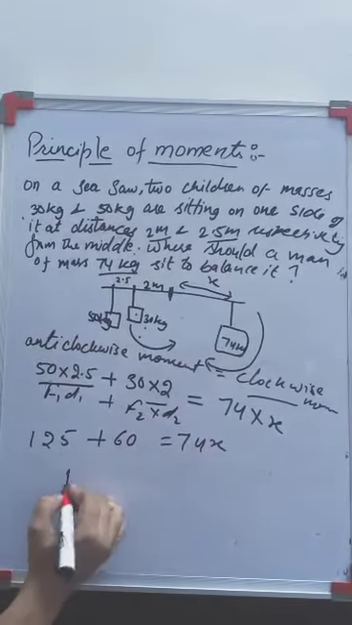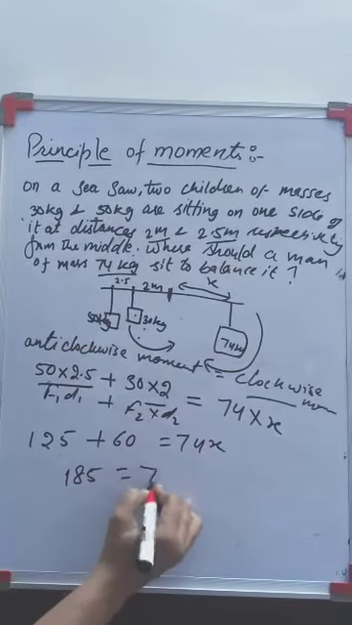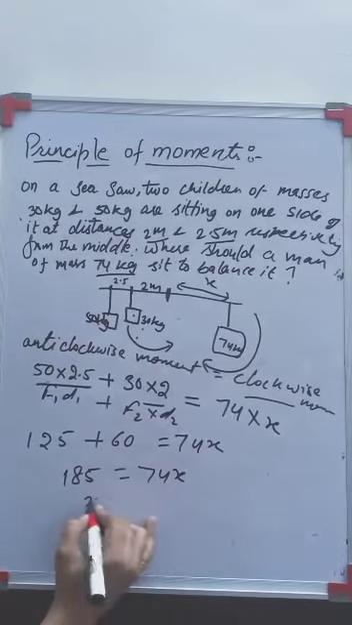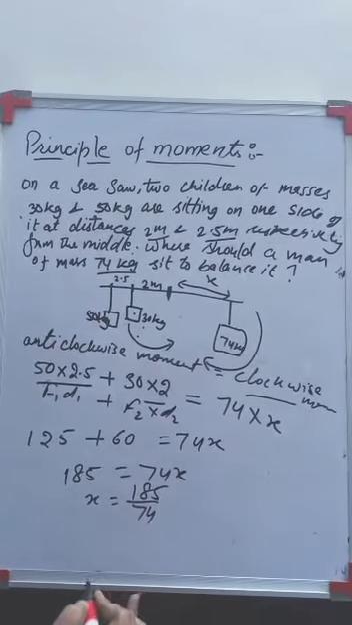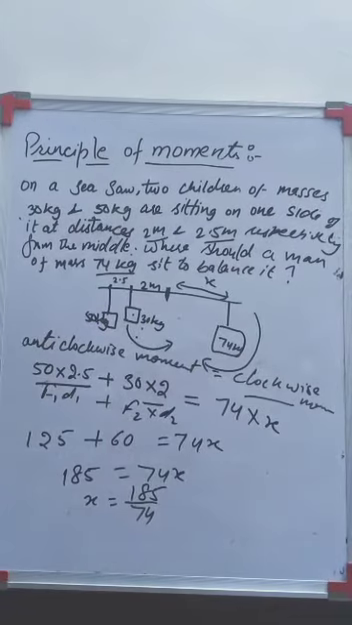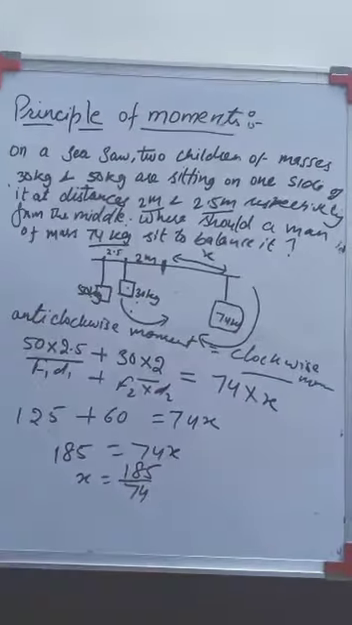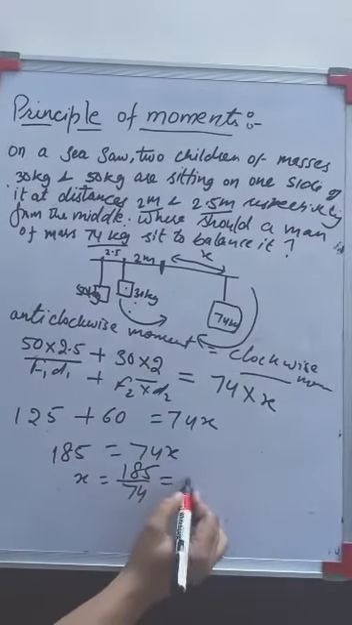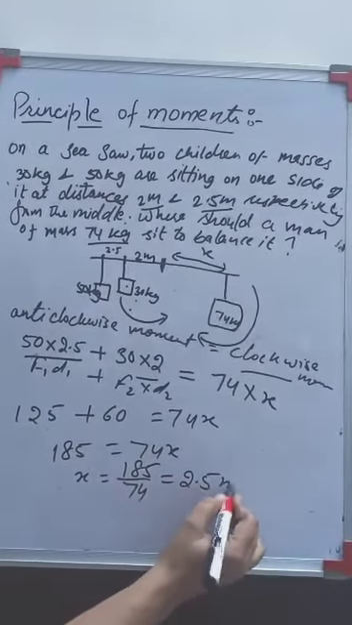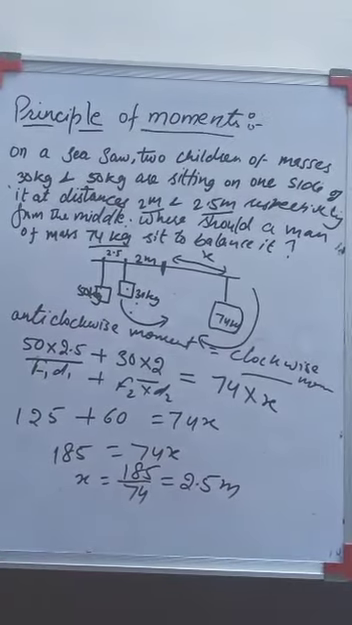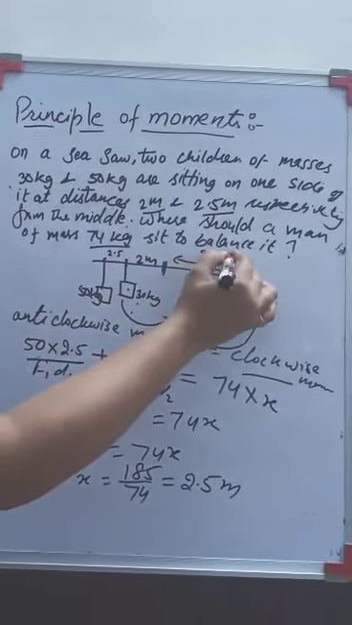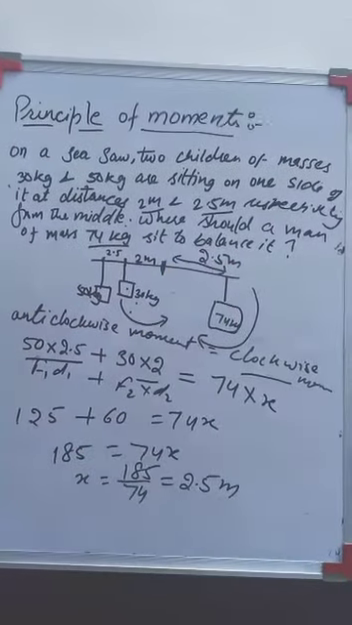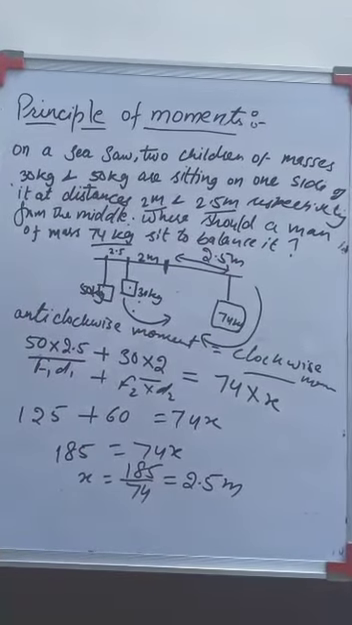So this will be how much? 185 is equal to 74x. So x will be what? 185 upon 74. So when you calculate this one, you will get 2.5 meter. That means this man should be at 2.5 meter from the center to make it horizontal.